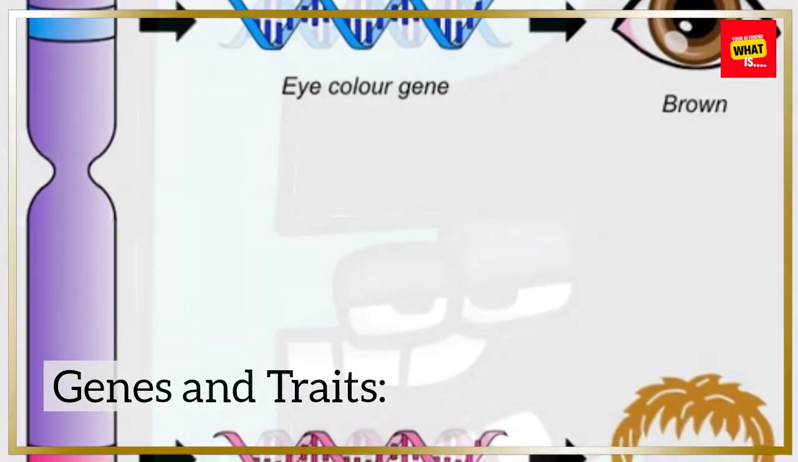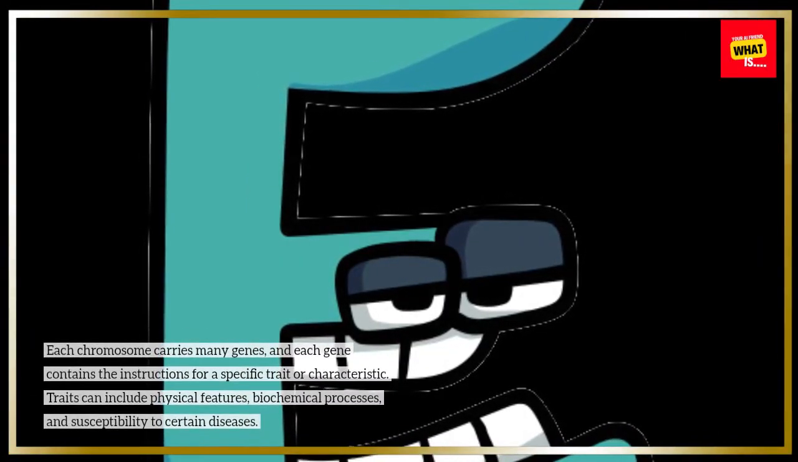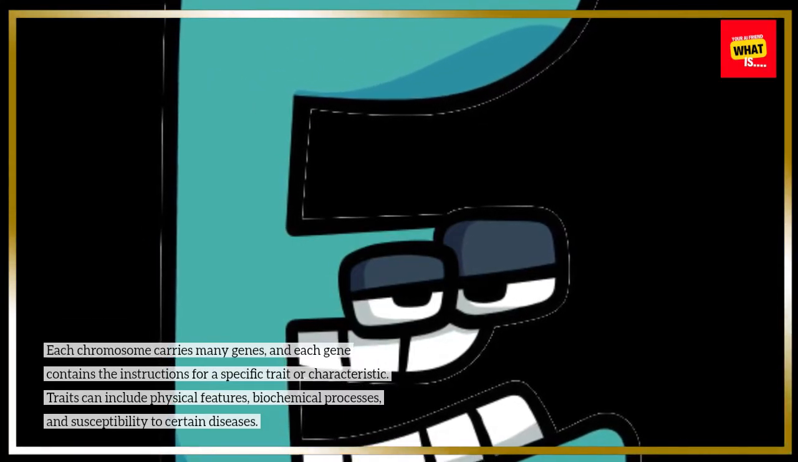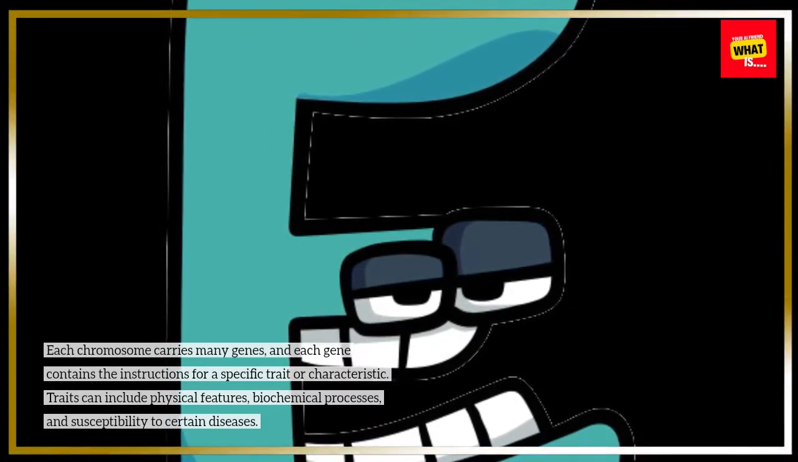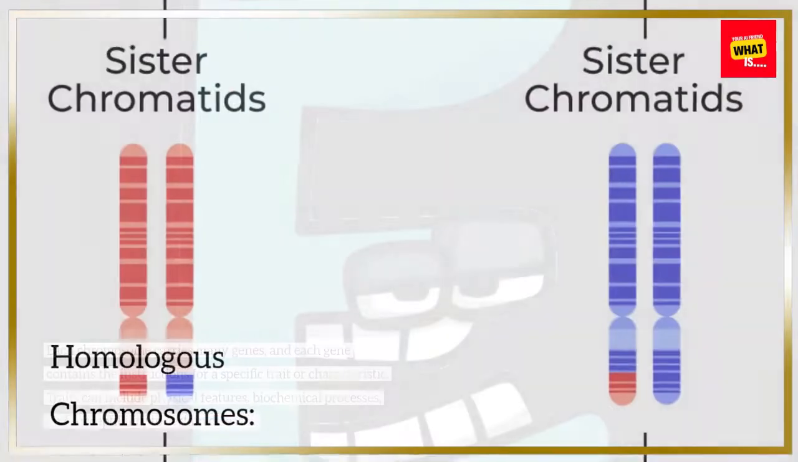Genes and traits. Each chromosome carries many genes, and each gene contains the instructions for a specific trait or characteristic. Traits can include physical features, biochemical processes, and susceptibility to certain diseases.